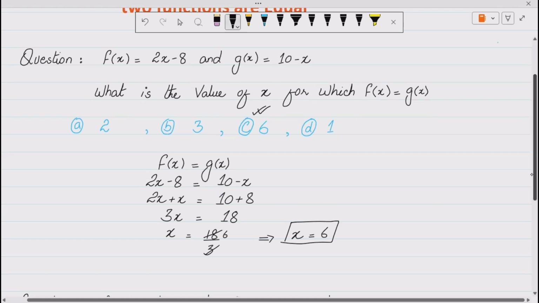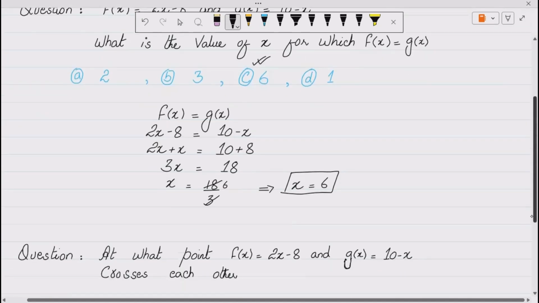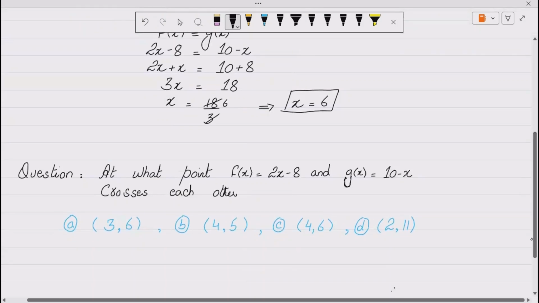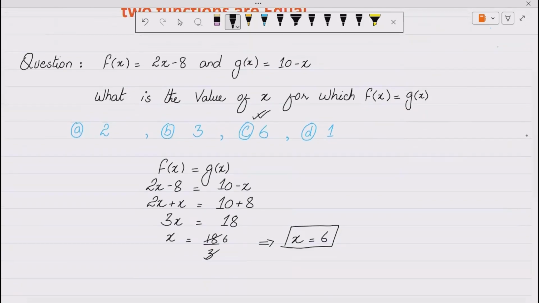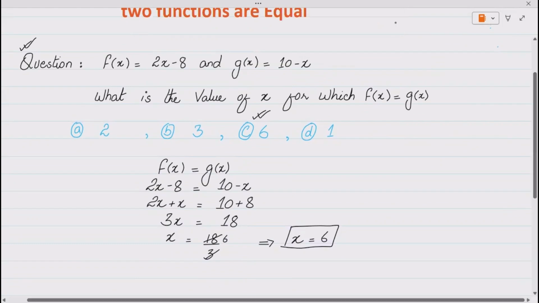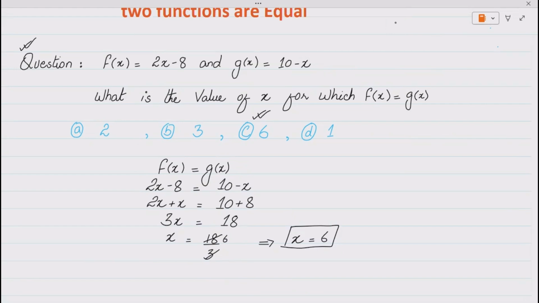Sometimes this question appears in exams in another form. Another form of this question is this. You can see this question in which we are given: at what point do f of x and g of x cross each other? In the previous question, we only had to find the value of the unknown variable, and the unknown was x, so we found the value of x, which is 6.